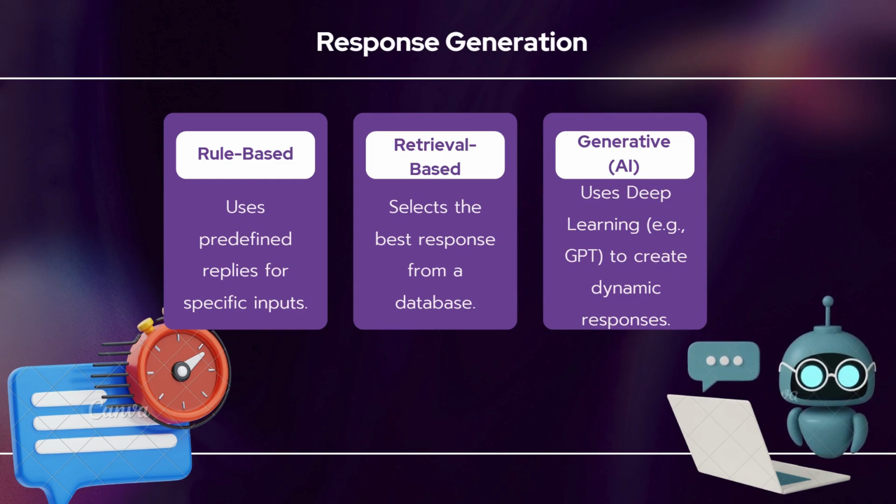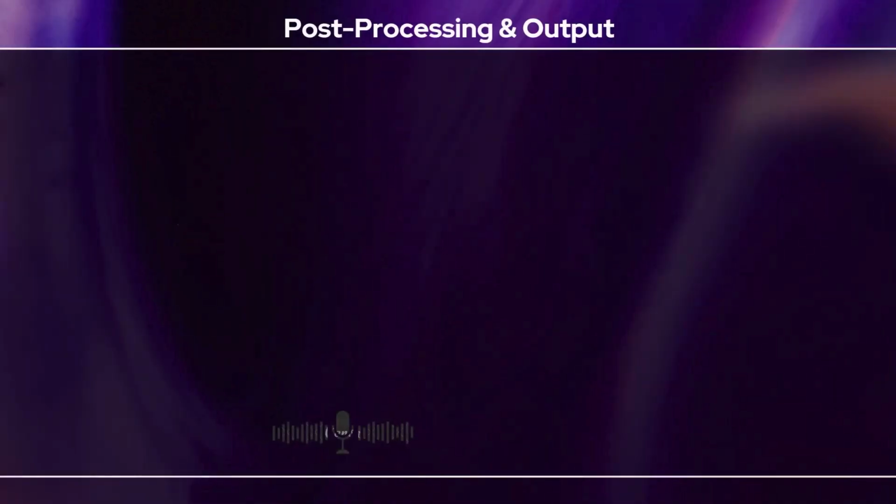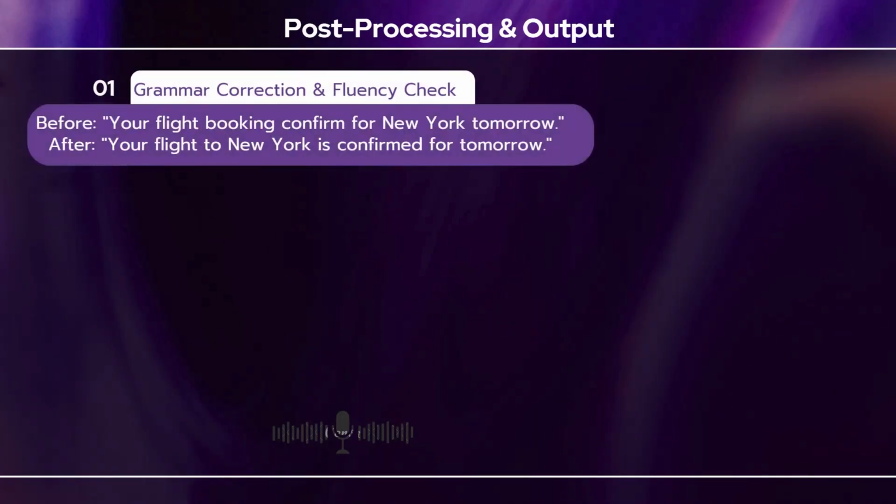Once a chatbot generates a response, it goes through several post-processing steps to ensure accuracy and clarity before reaching the user. First, we have grammar correction and fluency check. This step refines the chatbot's response by fixing grammatical errors and improving sentence structure. For example, instead of saying, "Your flight booking confirmed for New York tomorrow," it is corrected to, "Your flight to New York is confirmed for tomorrow."